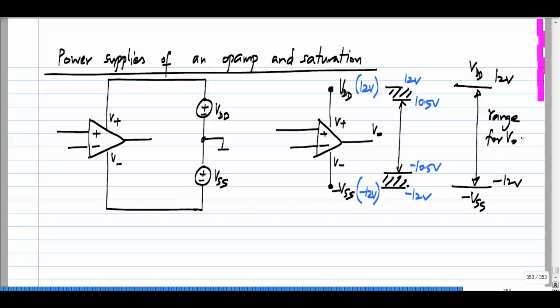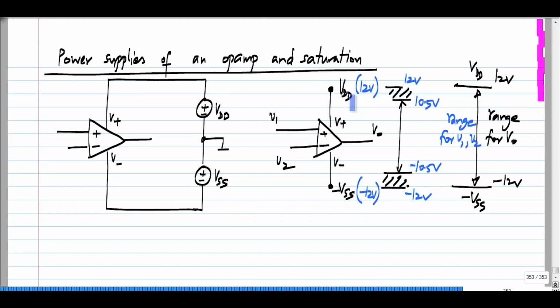Now, in addition to this, if I call the input voltages V1 and V2, each of V1 and V2 has to also be limited to some range. Again, in absence of any further details about the op amp, if we are not talking about a specific op amp, but we are solving problems in general, then we can think of V1 and V2 also being limited to the same range. Okay. So, this is the range for V1 and V2.